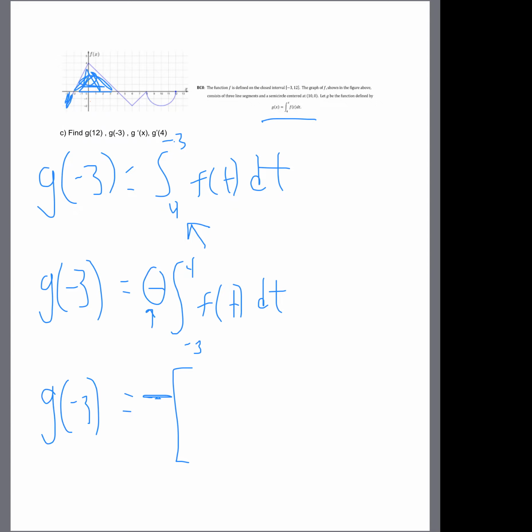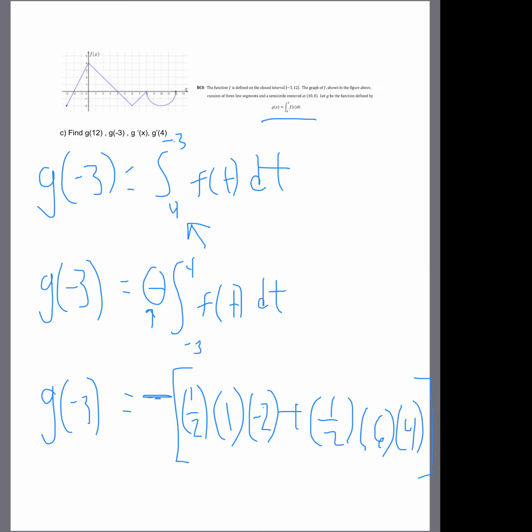So the area of the little tiny one, it looks like it has a base of 1. It's a triangle then, base of 1, and a height of 2. And remember that since it's under the graph, it's negative. So I'm going to put the negative on the 2. Plus the big triangle, and that has a base of 6, it seems. A base of 6, and then a height of 4.